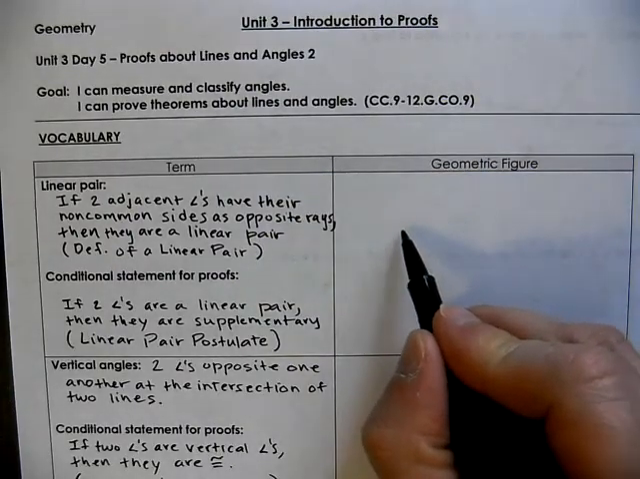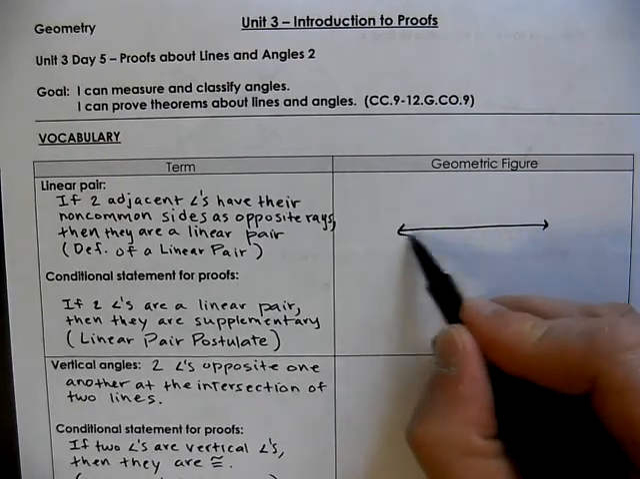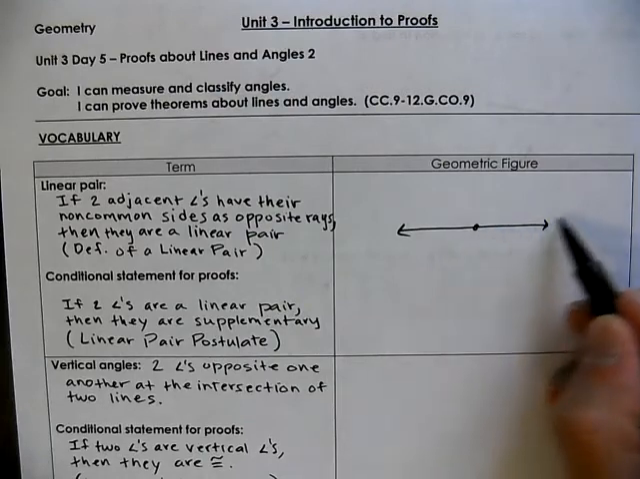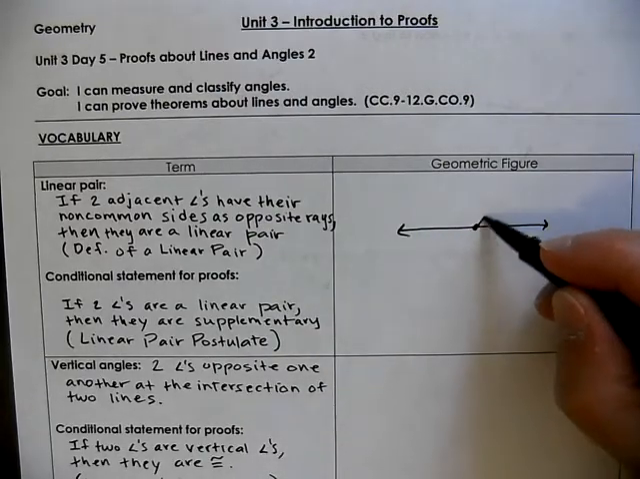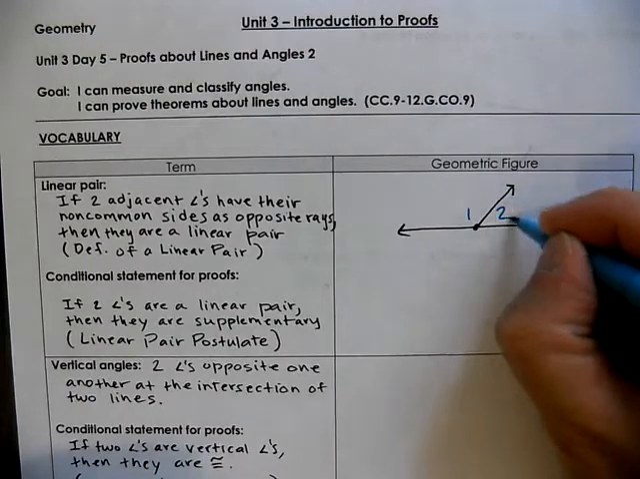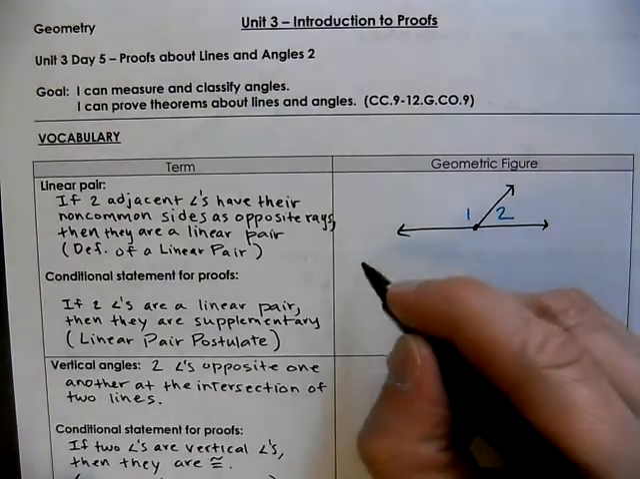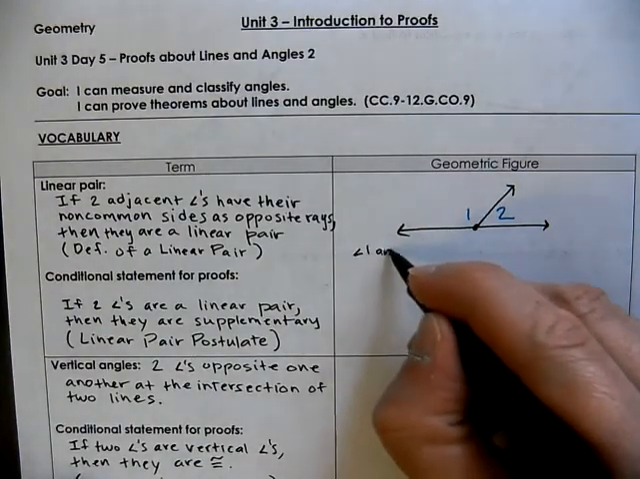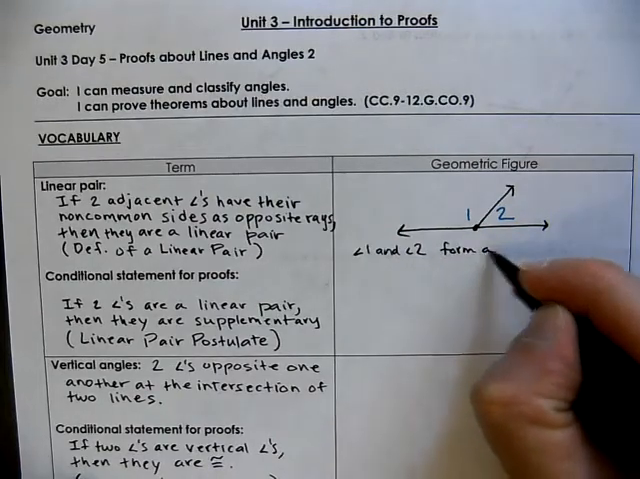So as a diagram, let's draw a pair of opposite rays. Again, it looks like a line, but there's your two rays pointing in opposite directions. There's the common side. And so I'm going to number these angles 1 and 2. And so there's a lot of things we can say about this diagram. It's a pretty simple diagram, but we can say angle 1 and angle 2 form a linear pair.